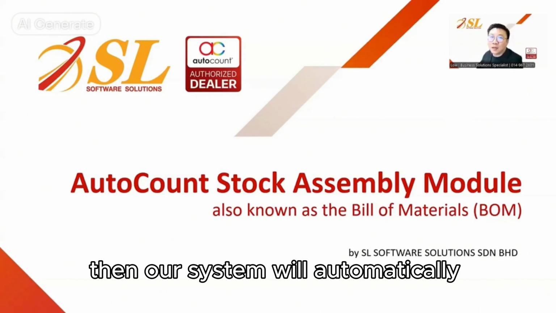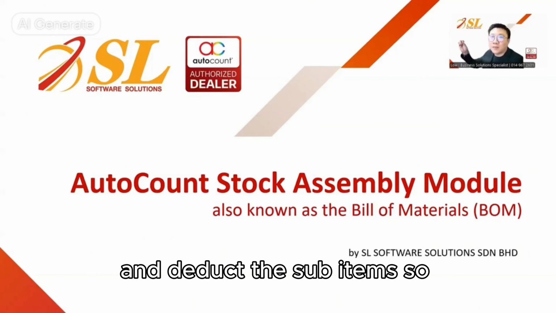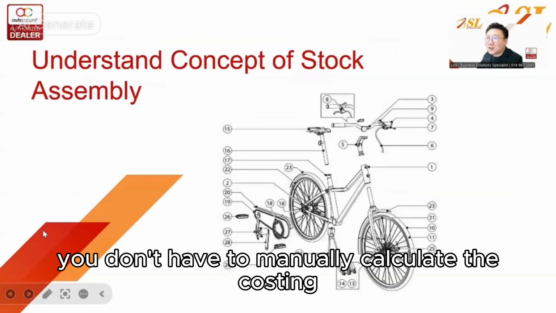Then our system will automatically calculate the costing. At the same time, it will add the finished goods stock into our system and deduct the sub-items. So the whole concept is like this. It is automated. With this, you don't have to manually calculate the costing.